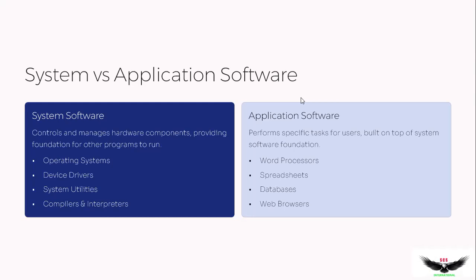Whereas application software performs specific tasks for users. Meaning they are built on top of a system software foundation, so application software can't work without system software. Examples are word processors, spreadsheets, databases, web browsers, and others.